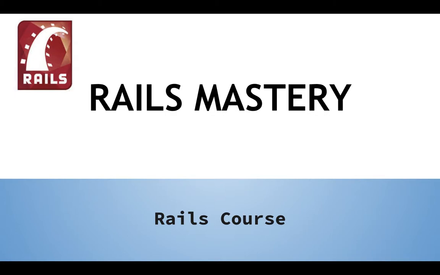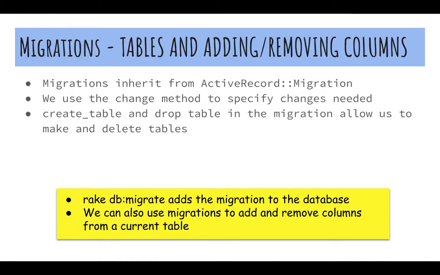Hello and welcome to this second session on migrations. We're looking at creating tables and adding and removing columns. Migrations inherit from ActiveRecord::Migration, and each of the migrations has a differently named class, but they all inherit from this ActiveRecord::Migration class. We use a change method within this class to specify the changes needed. We can do create_table and drop_table in the migration, and that allows us to make and delete tables.